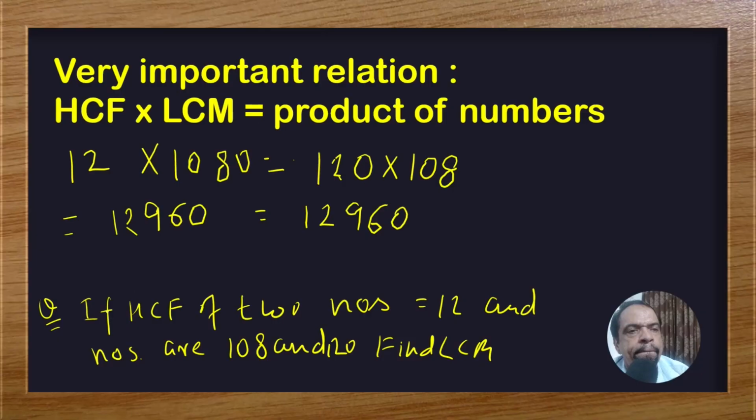A question may be like this: if the HCF of two numbers is 12 and the numbers are 108 and 120, find the LCM. In this way it can be asked, or if one number is given as 108, find the other number. By using this relation, you can solve this kind of question.